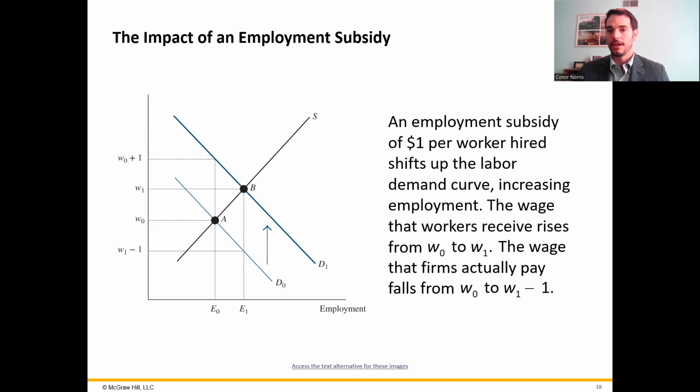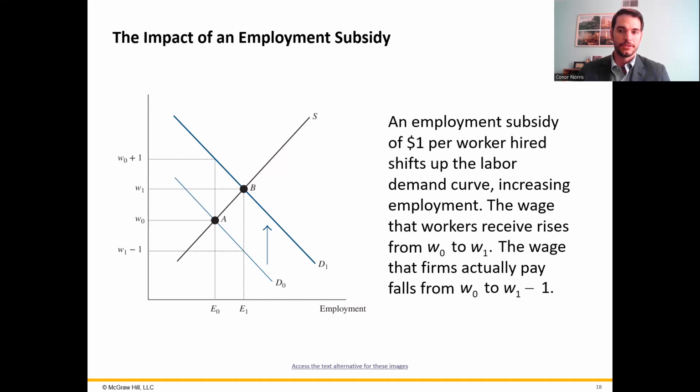The level of employment increases because the firm faces a lower cost to employment than the actual wage that the worker is receiving. So they'll be willing to hire workers with a lower marginal value of production because they're now facing a lower wage payment to the workers.